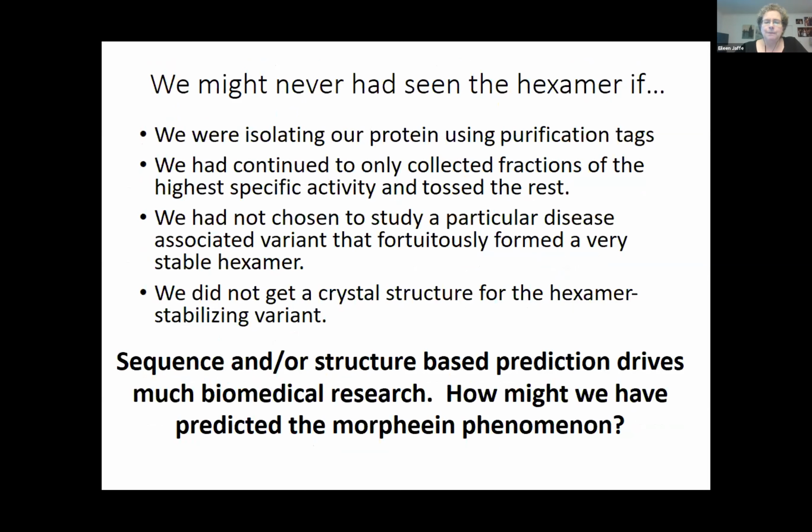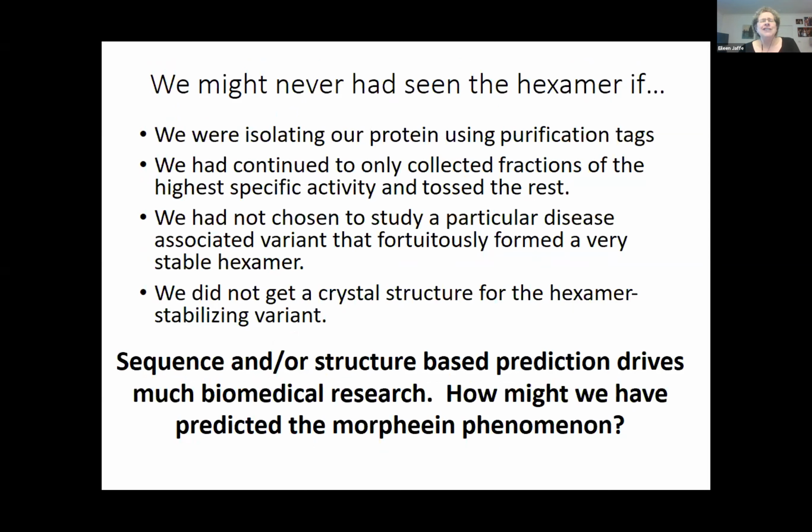We also came to appreciate that we might never have seen this hexamer if certain things hadn't been in place. For one thing, if we were isolating our protein using purification tags, we never would have seen these things separating on an ion exchange column. If we had continued to follow the old rule of only collecting fractions of the highest specific activity and tossed everything else, we'd never have seen the hexamer. In fact, we'd been tossing the hexamer for more than 15 years.